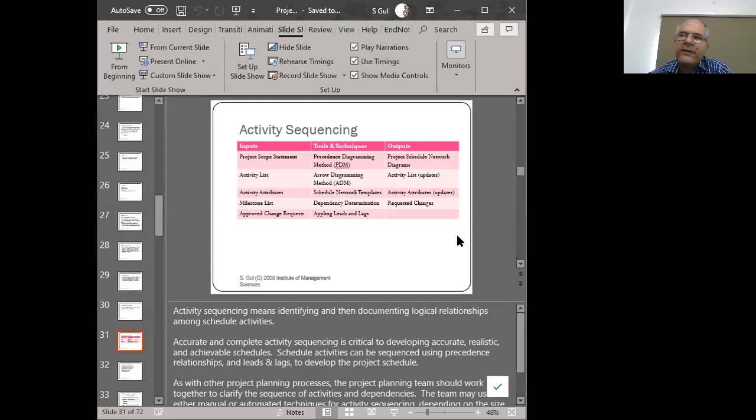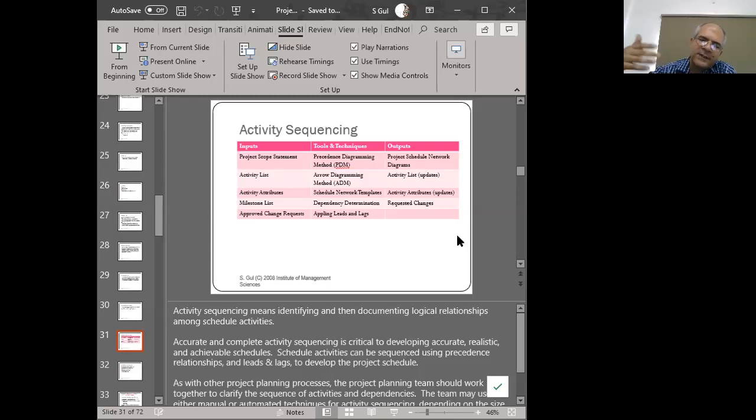Now, we could also have a hard dependency where something has finished, but now it has to dry, or it has to get hardened before we can move to the next step. So we're waiting before we can begin the next step because of laws of nature, for example, right? So that would be called a hard dependency.